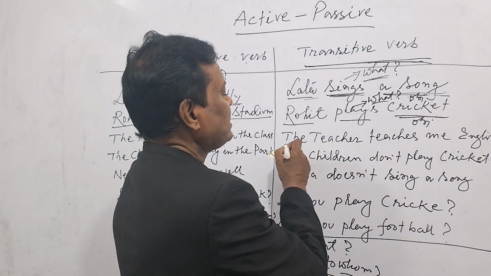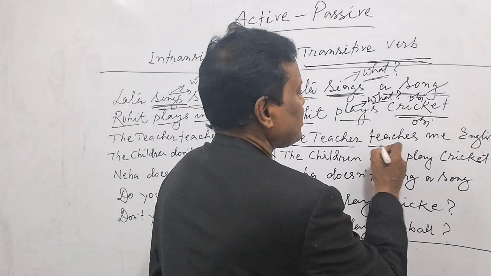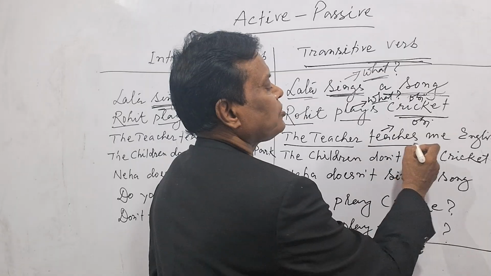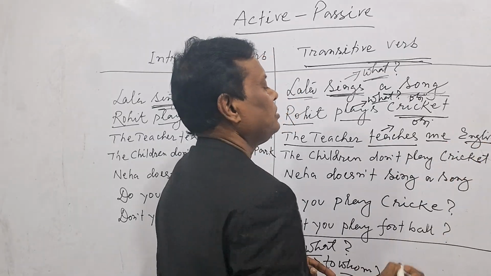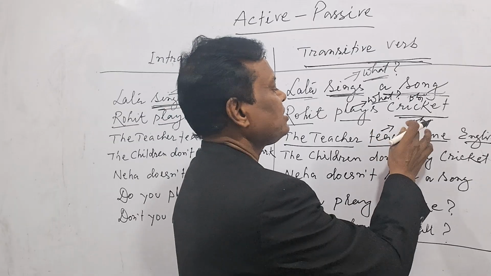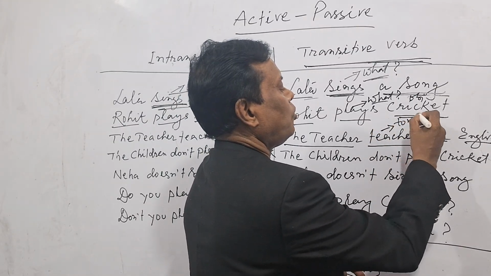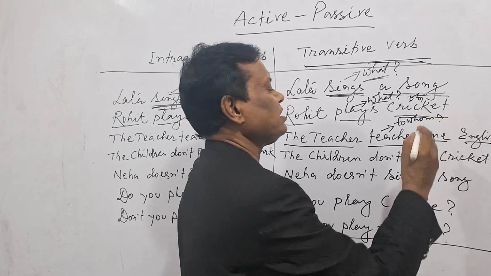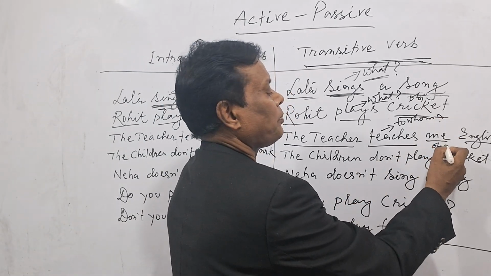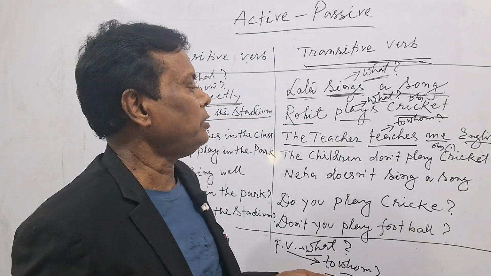See, the teacher, this is subject. देखो first, the teacher teaches me English. The teacher teaches to whom. अगर to whom पूछा जाए, to whom means किसको. The teacher teaches to whom. तो इसका जवाब है me. तो ये ऑब्जेक्ट नंबर 1 प्राइमरी ऑब्जेक्ट है ये.